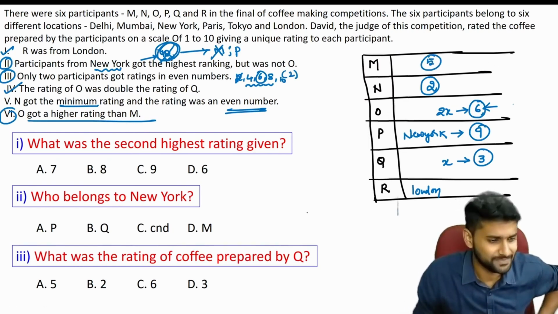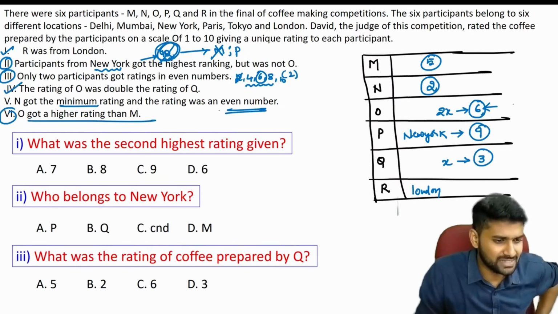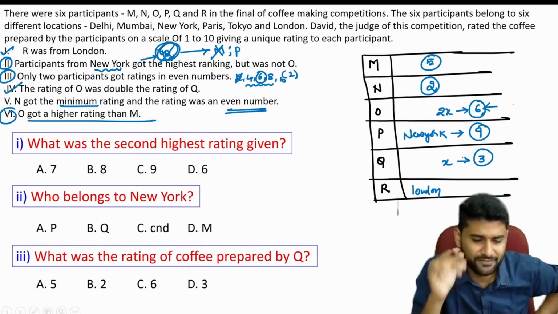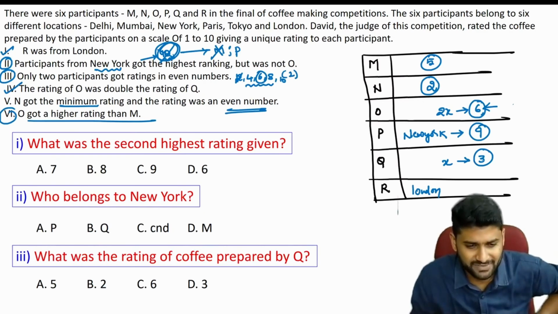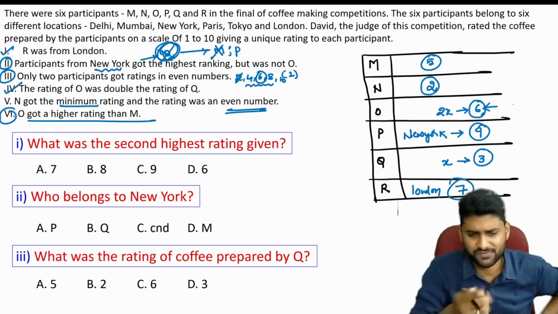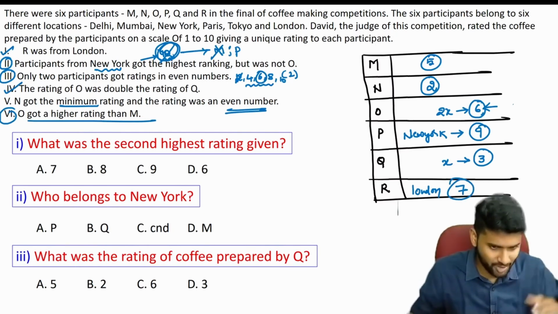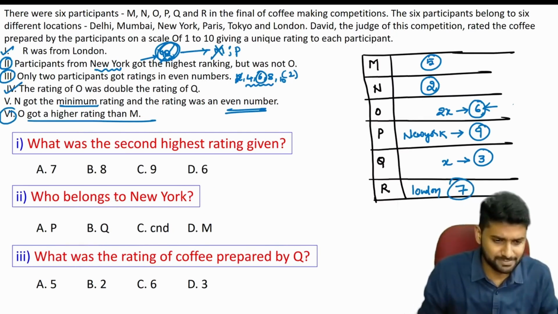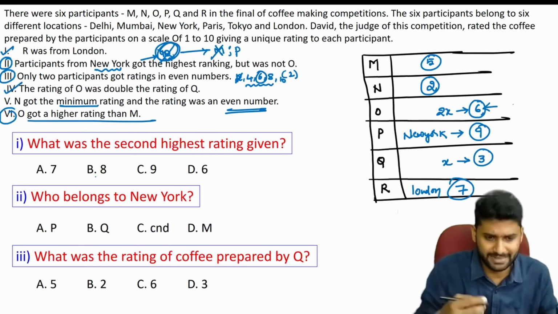Is it clear, guys? Now, what about R? R can be 3 or 1. 1 we are not considering. We are done with 3 and 5. So R must be 7. Why? Because we can't take that even number again, right? So according to that information, it's a 7. So we are done with the ratings, guys.